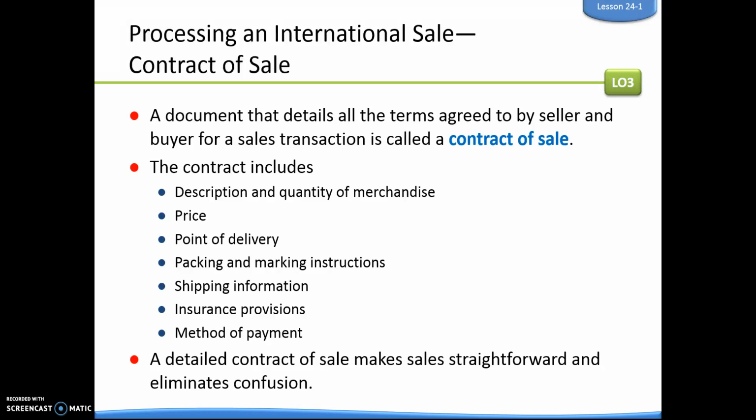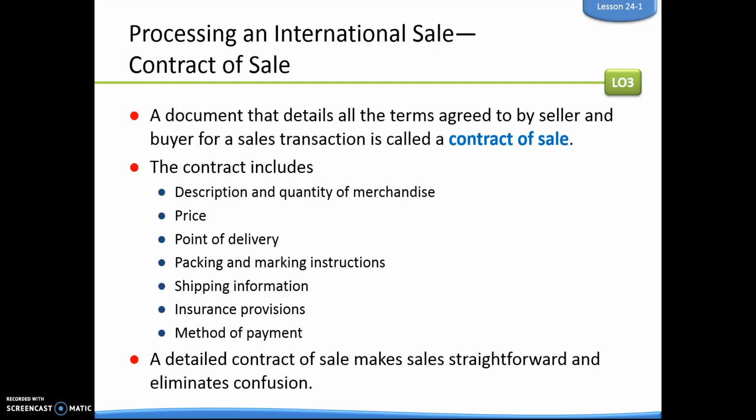The first thing that needs to happen is a contract drawn up called a contract of sale. It's a document that details all the terms that are agreed to by both a seller and a buyer. What's going to go in this contract is a description and the quantity of merchandise, the price, the point of delivery, so where exactly those goods are being delivered to, the packing and marking instructions, so how these goods are going to be packaged, and shipping information. Is the merchandise going to be insured since you're crossing international borders?